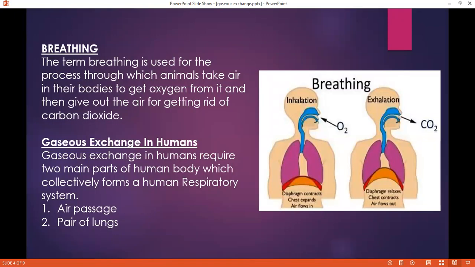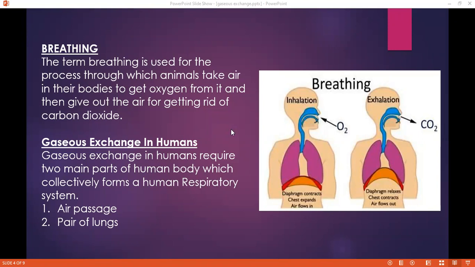So in the diagram, you can clearly see that breathing is just the inhalation and exhalation of gases. Inhalation means oxygen is taken in through your air passage and gets into your lungs. Breathing is the process through which animals take air into their bodies to get oxygen from it and then give out the air to get rid of carbon dioxide.